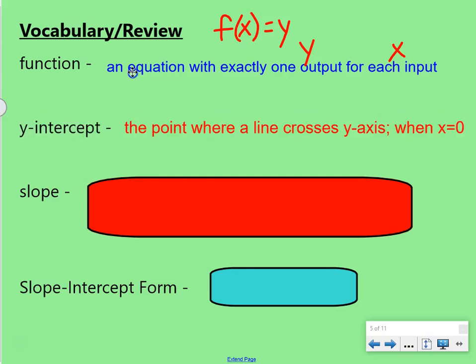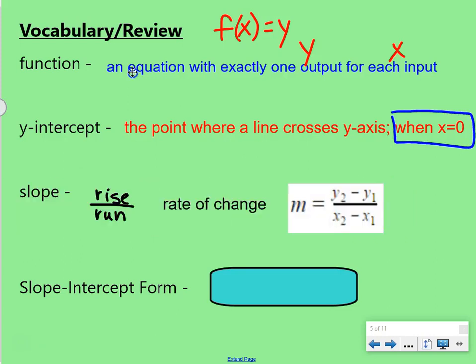Y-intercept: the point where a line crosses the y-axis when x equals 0. That's really important. Slope: rise over run, rate of change, and our slope equation. We touched a little bit on this in chapter 4, but we're going to use this a lot now in chapter 5.